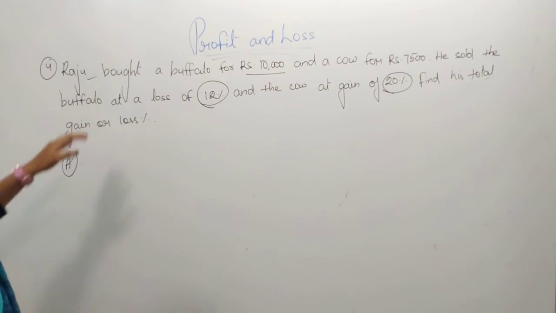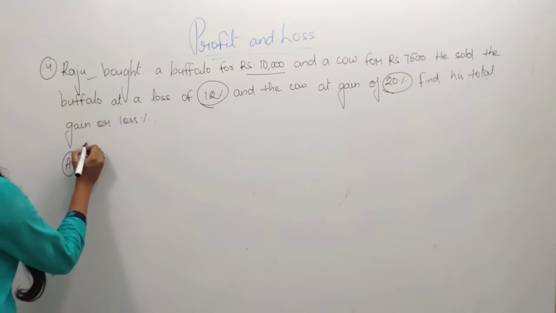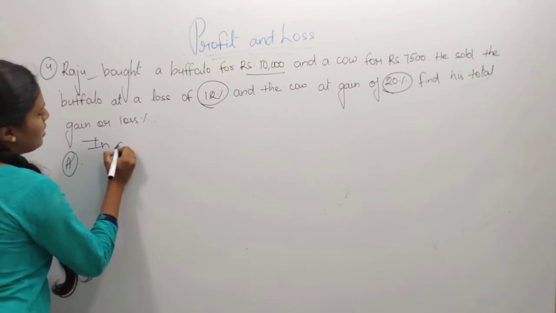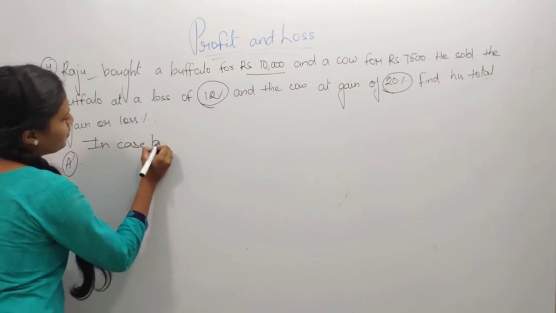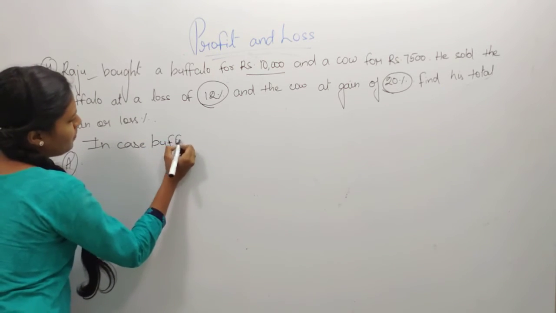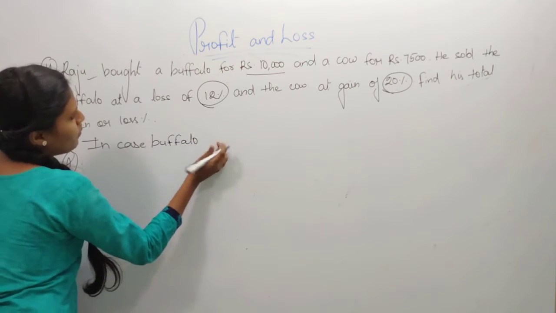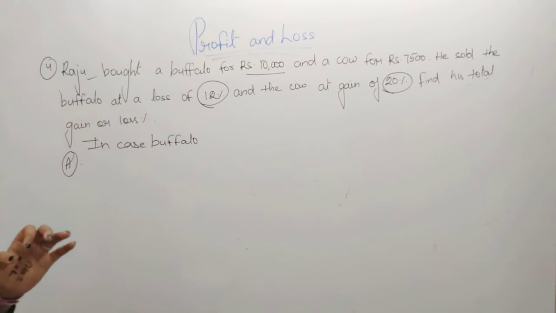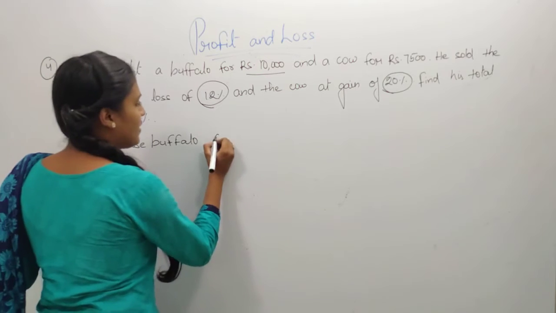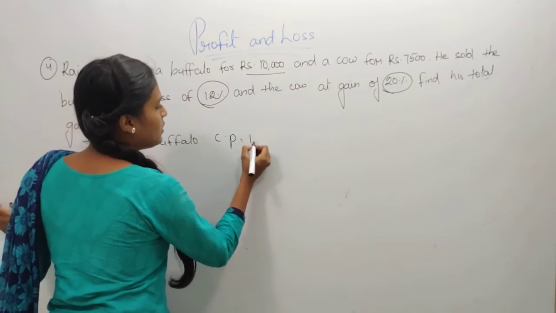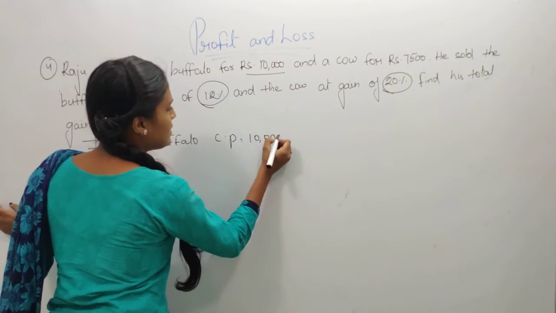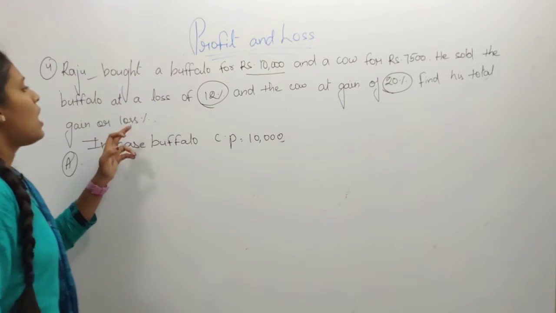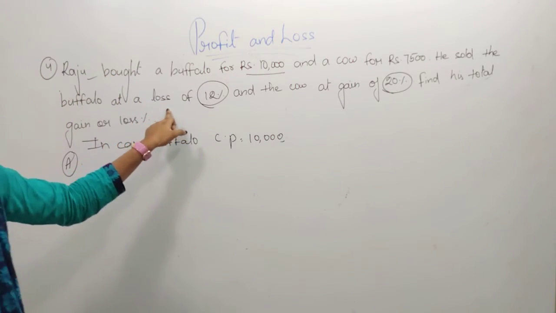First, we have to find the case of buffalo. In case of buffalo, what is given in the question? Cost price, how much is given? Cost price is equal to 10,000 rupees. And loss is equal to, how much will you get?